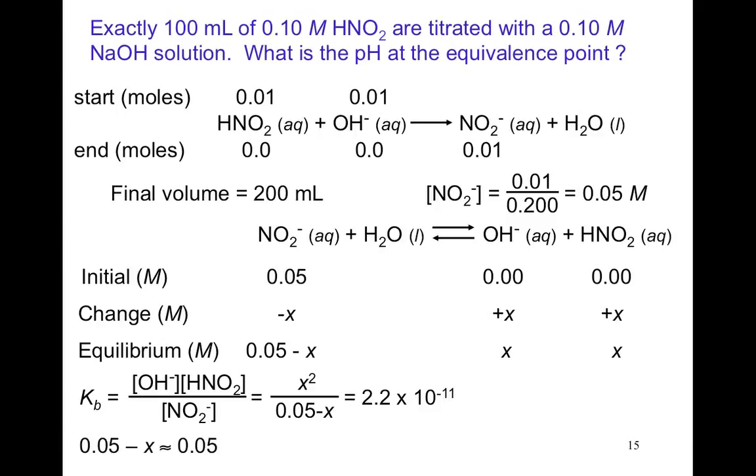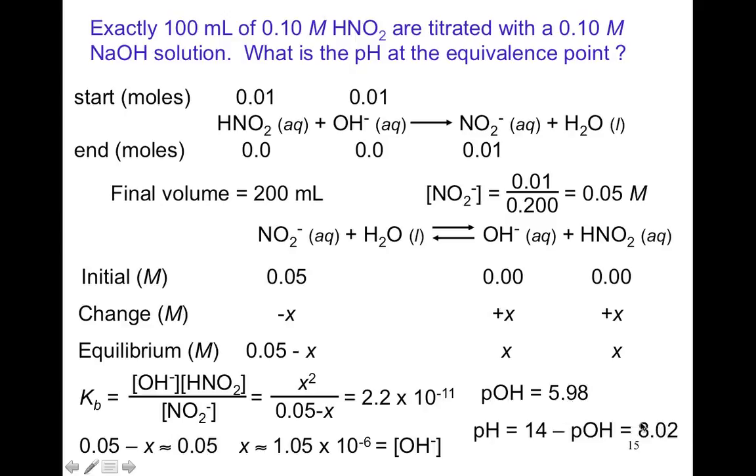Doable. It's doable, but it's a mess. All right, so they used their approximation. They found the hydroxide ion concentration down here, took the negative log of that, like I told you, for pOH. They subtracted that from 14 to get 8.